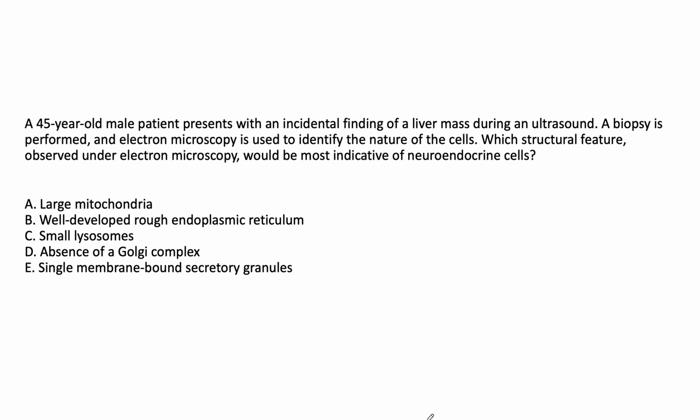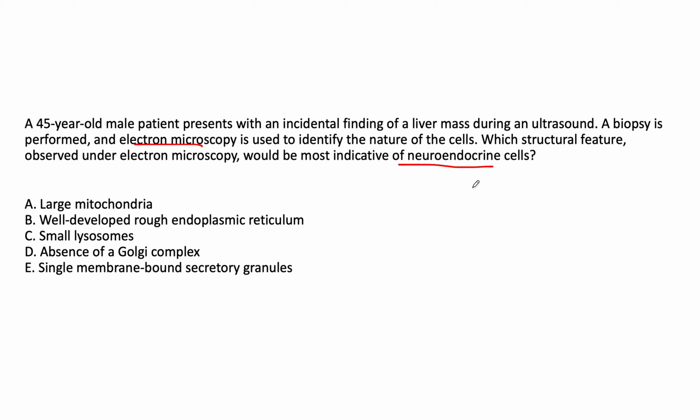Let's go back to the question without any undue delay. It's a 45-year-old person who presents with an accidental finding of a liver mass on ultrasound. A biopsy was performed, and electron microscopy, which is my favorite because we generally don't get to see electron microscopy cells, is used to identify the nature of the cells. Which structural feature observed under the EM is most indicative of neuroendocrine cells? So here, the question in simplified words: what is the finding in a neuroendocrine tumor or a neuroendocrine cell in an electron microscopy?